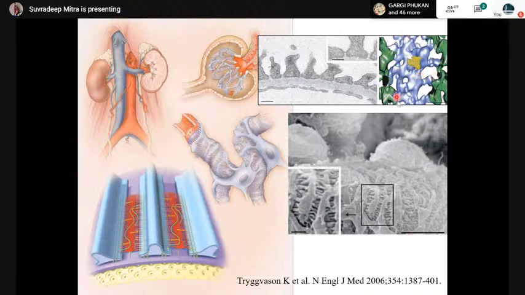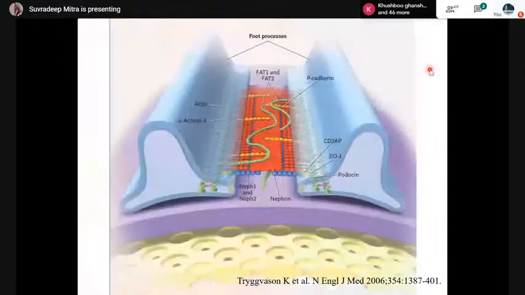And also in this schematic three-dimensional 3D reconstruction image, they have shown that the central part of the slit diaphragm is more compact, whereas it's the peripheral part which is a kind of porous, allowing the urine to form or the plasma to be filtrated.